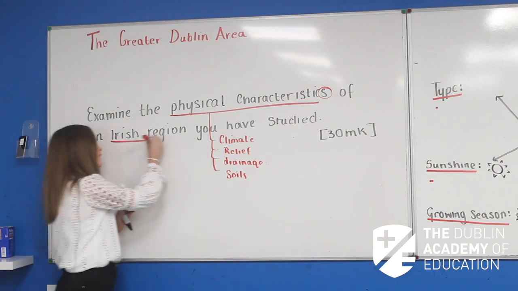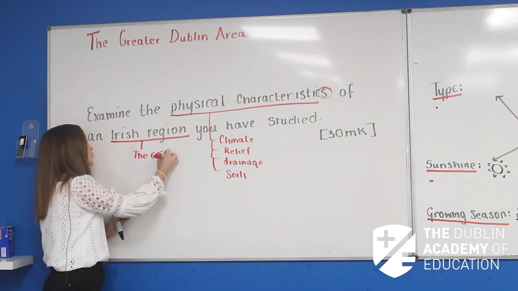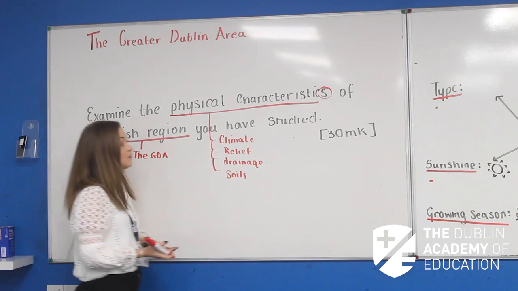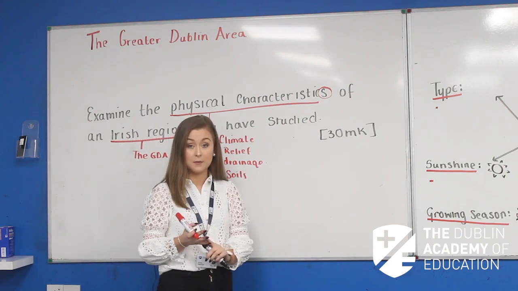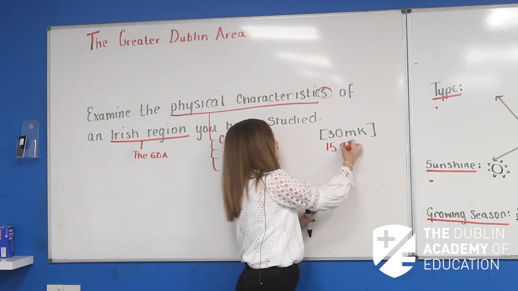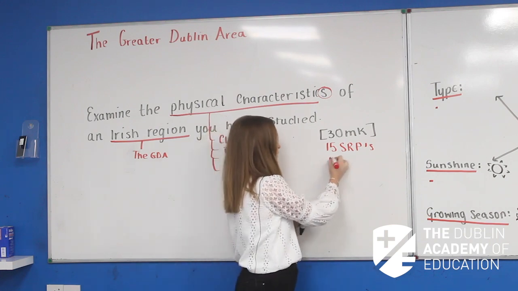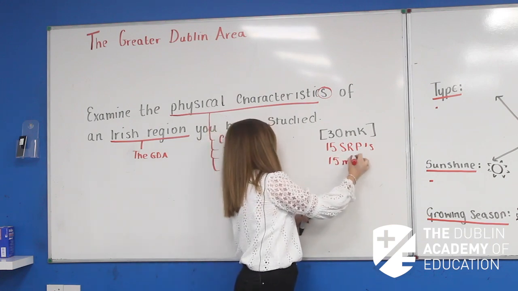I'll highlight the words Irish region. Below that, write down the GDA, the Greater Dublin Area that you have studied. This question is worth 30 marks. 30 marks to us means 15 significant relevant points and 15 minutes. So 15 minutes to complete this question.